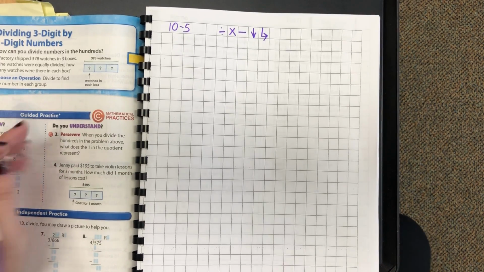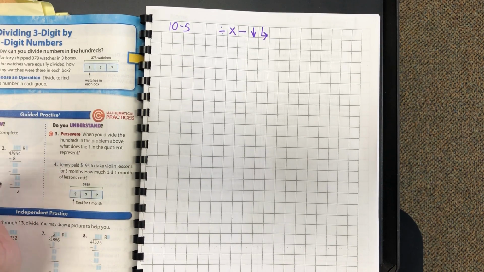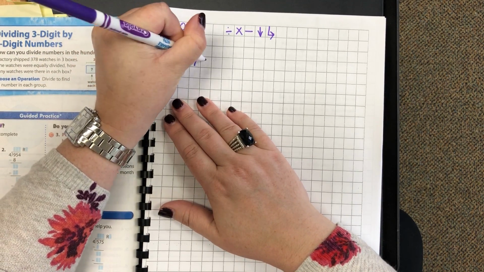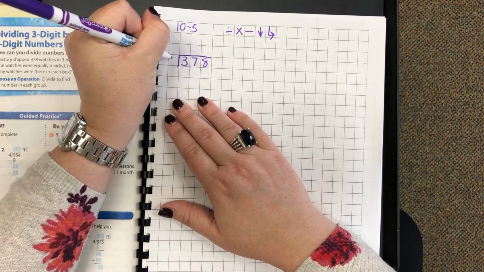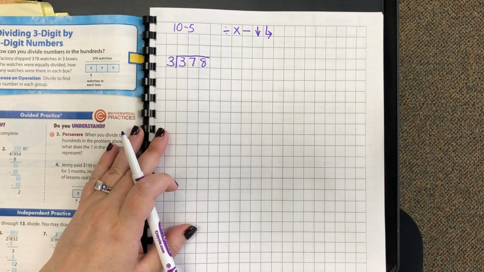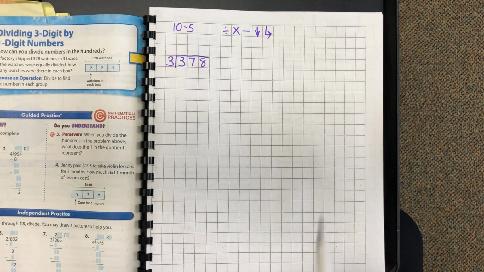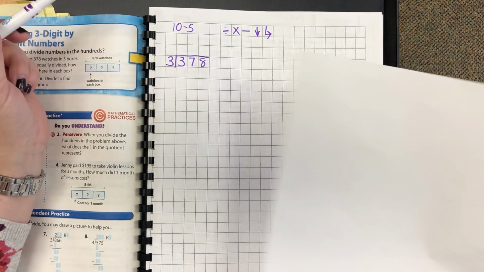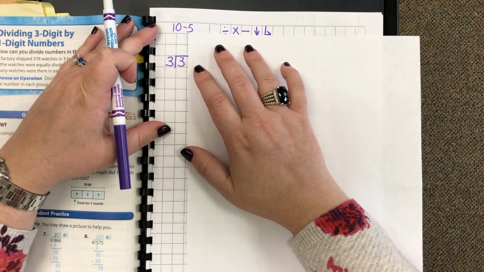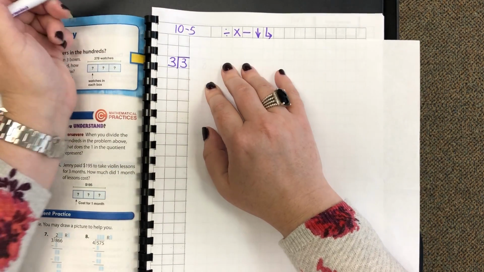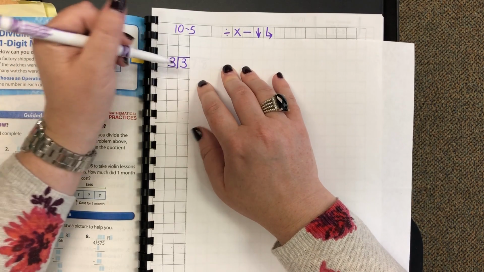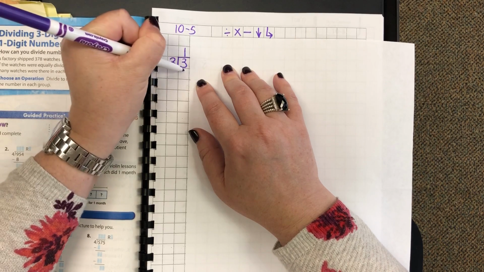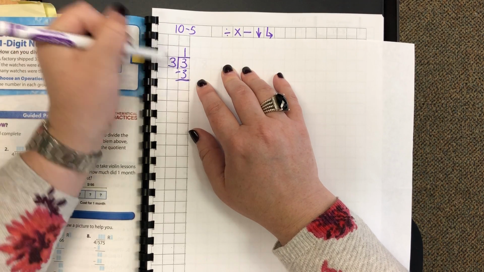So let's practice with 378 divided by 3. And one thing that you can do if you're feeling super freaked out and overwhelmed by having 3 numbers at a time, cover it. All I'm doing right now is 3 divided by 3. How many times can 3 go into 3? Once, because 1 times 3 is 3, and 3 minus 3 is 0.